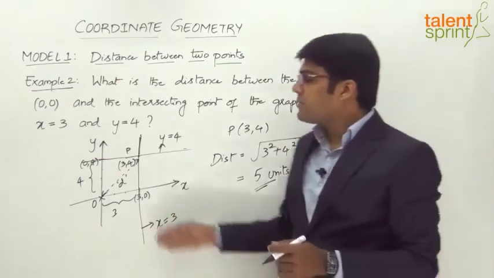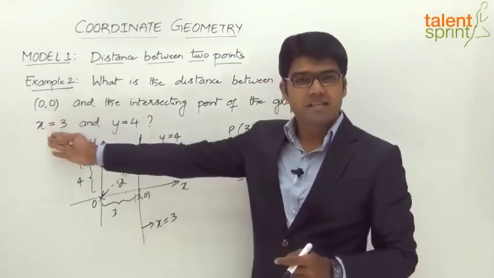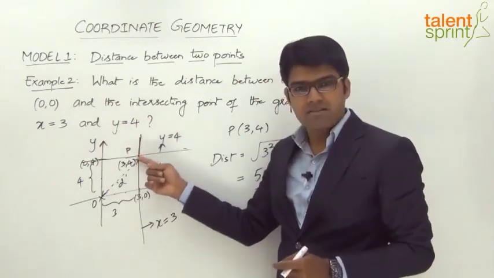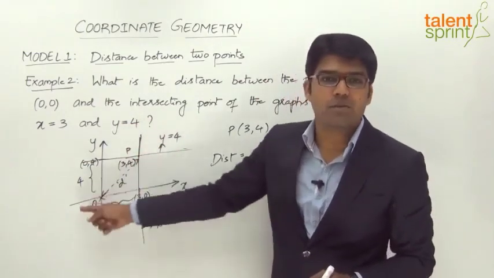So this is how we can draw the graphs for the equations x equal to 3 and y equals to 4, which are really simple to find out the point of intersection and then calculate its distance from the origin O.